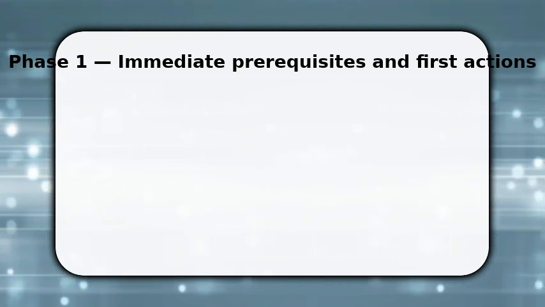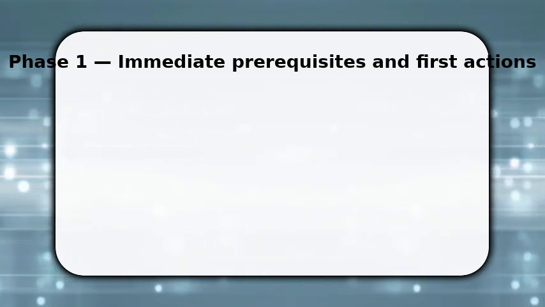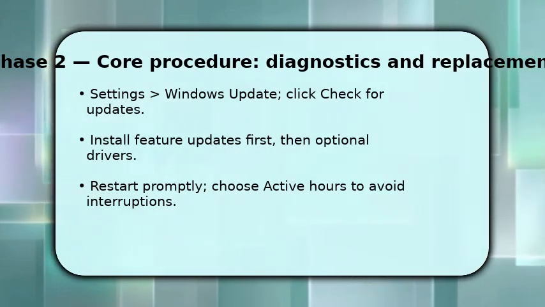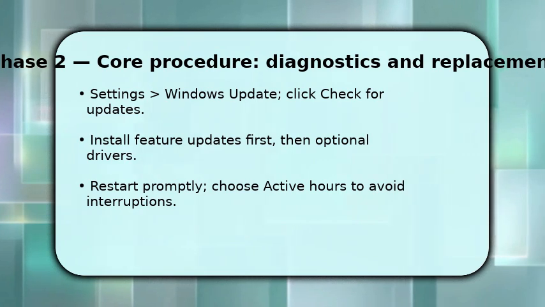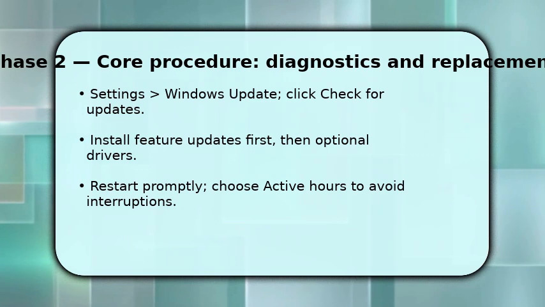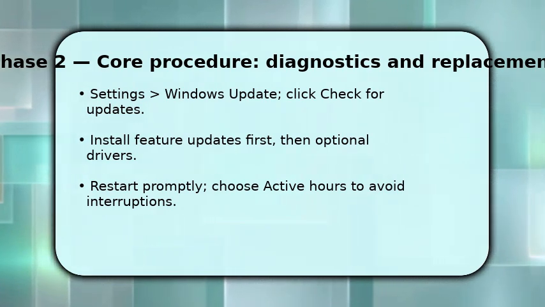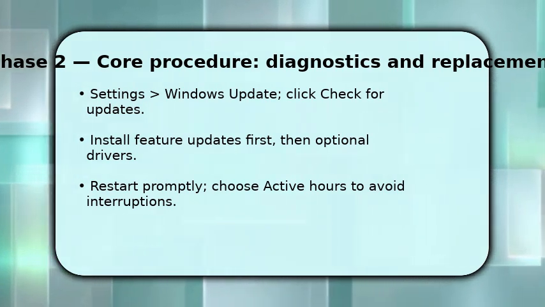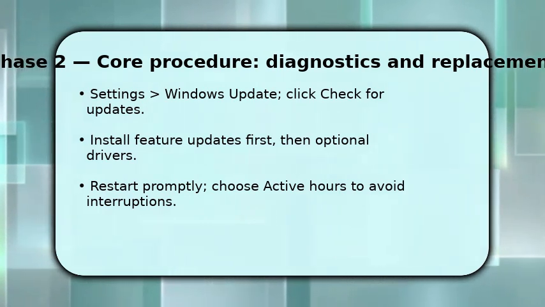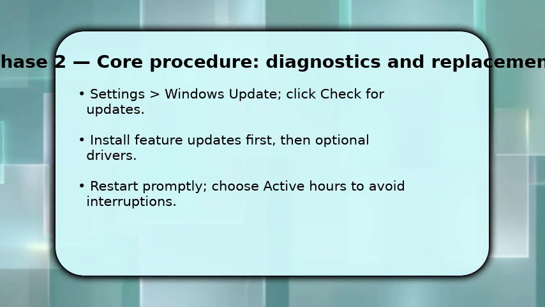We'll start the update process immediately so you don't waste time. Open Settings, go to Windows Update and click Check for Updates. This fetches cumulative and feature updates. Install feature updates first because they include platform changes, then apply optional driver updates if needed for hardware stability. If multiple updates queue, install in the recommended order and watch for prompts.